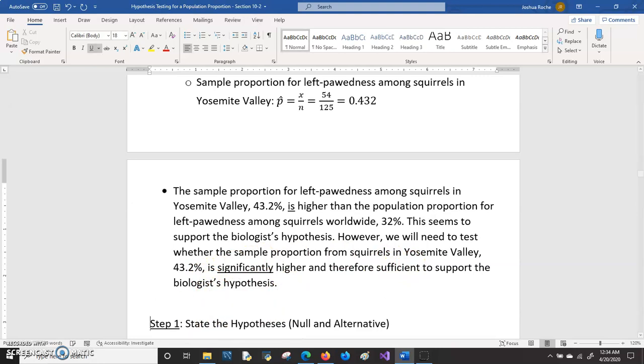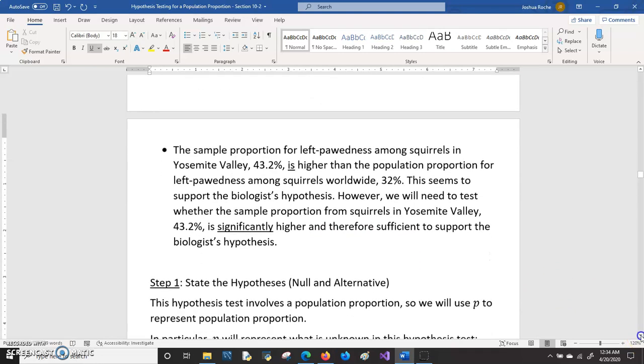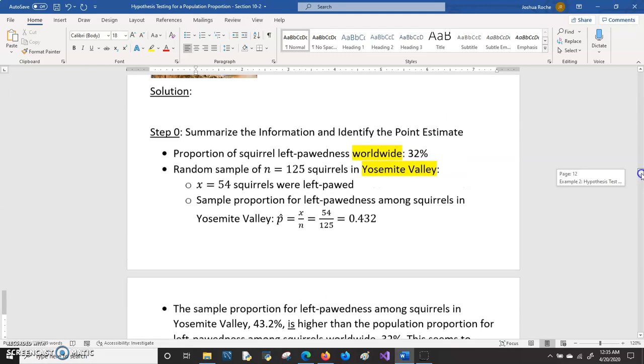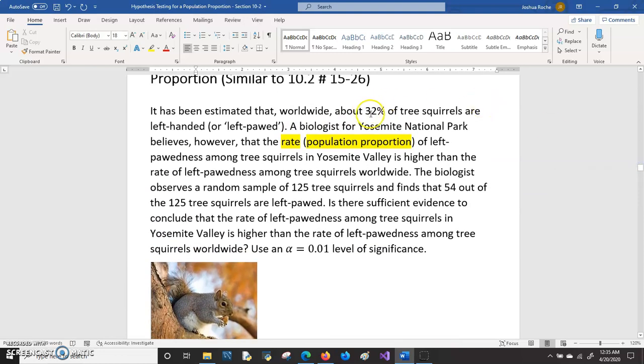The first step is state the hypotheses. This is another hypothesis test involving a population proportion, and we'll use P to represent that. And in particular, P represents what is unknown in this hypothesis test. And the unknown in this test is the population proportion, or the rate of left-pawedness among tree squirrels in Yosemite Valley. What is known is the rate of left-pawedness worldwide, which is 32%.